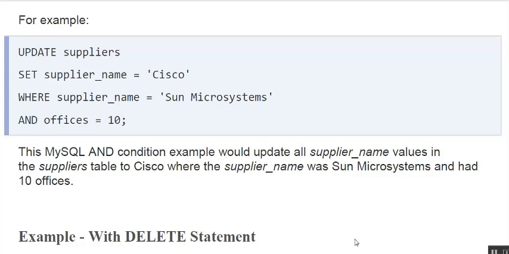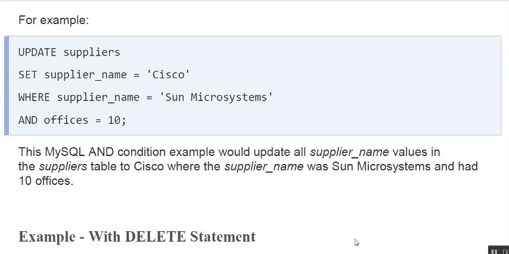So I use the word update. Update suppliers: update is the keyword, suppliers is the table name. Set is again a keyword. Afterwards, we need to provide the column name. The column is supplier name equals Cisco, where supplier name equals Sun Microsystems. So what is the condition?